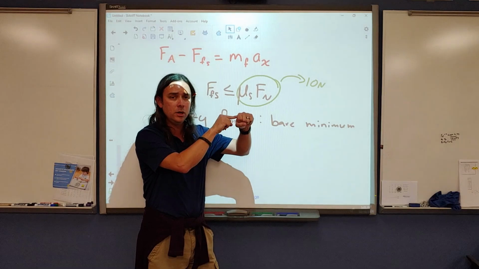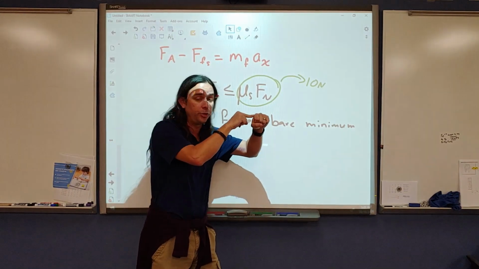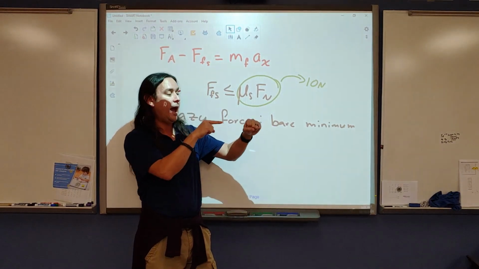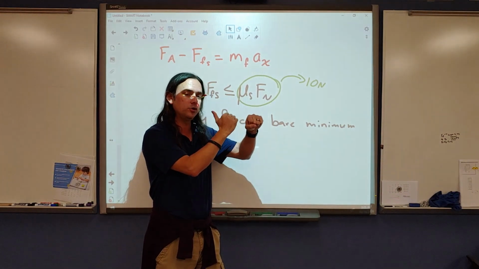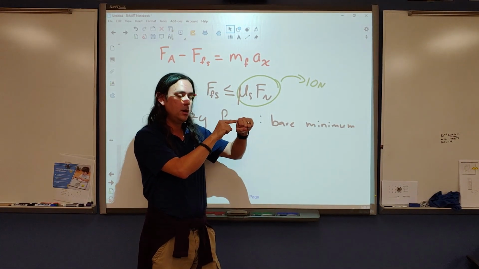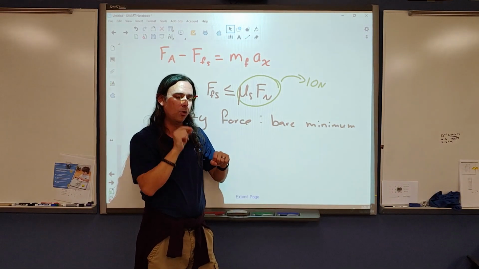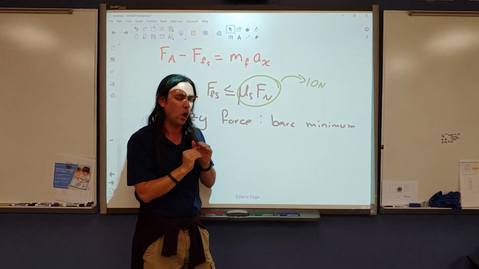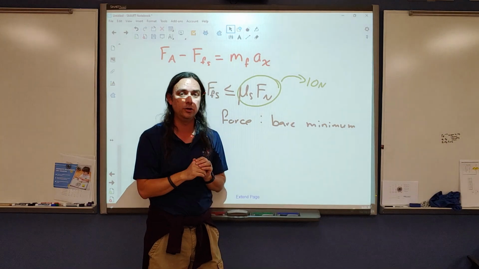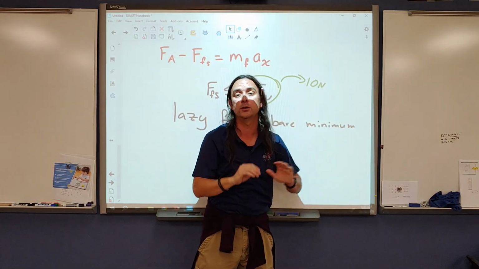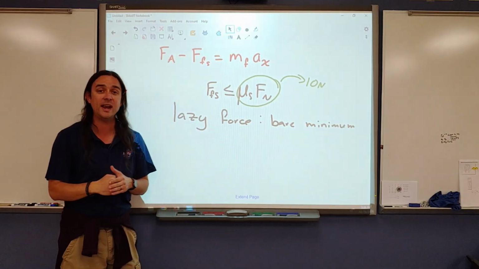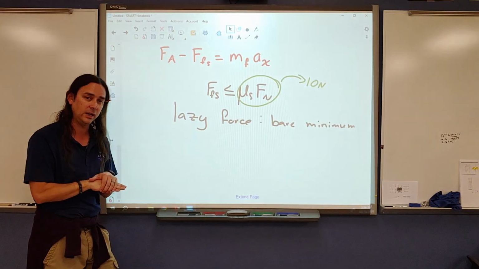If I push with 2, then it'll push back with 2. If I push with 3, it'll push back with 3. And until I get up to 10 Newtons, it will push back and block me. But the moment I push anything more than 10 Newtons, I could push with 10.00001 Newtons, and if that's more than friction, this thing will start sliding. And I overcome static friction, we start moving into kinetic friction, because now we're sliding.